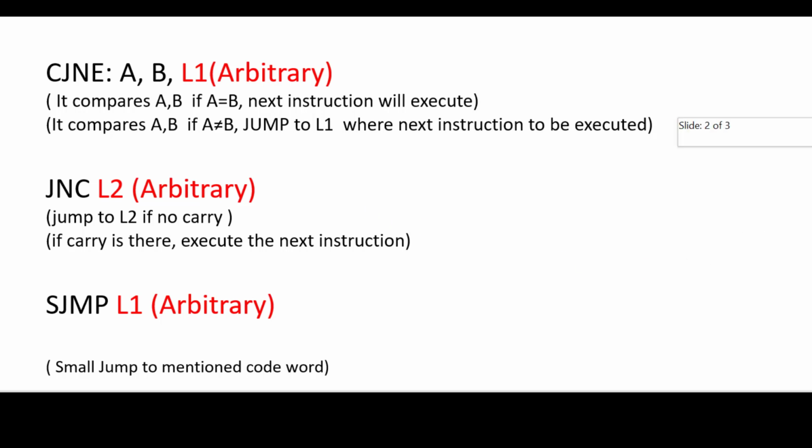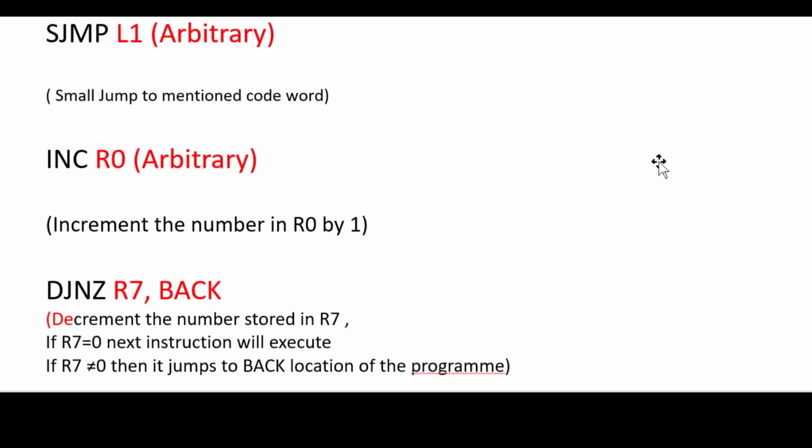Now we are going to use SJMP in a later part. SJMP is a short jump. Suppose SJMP L1 means it jumps to the L1 label where it is mentioned in your program. Next one, INC R0. This instruction will increase the value of R0 by 1. Whatever the previous value, it will be increased by 1.